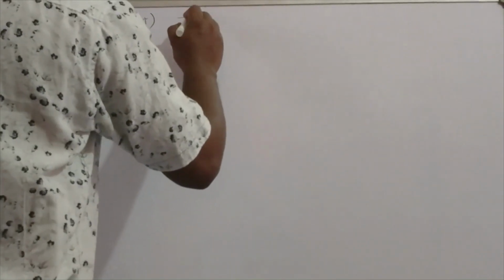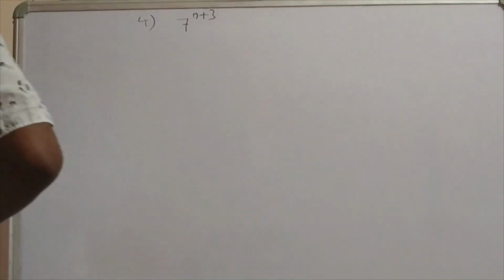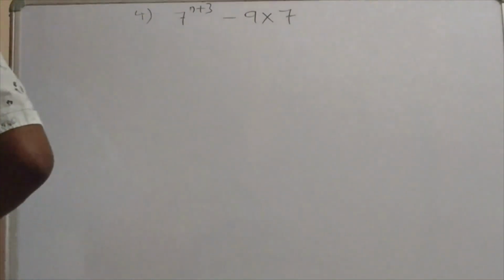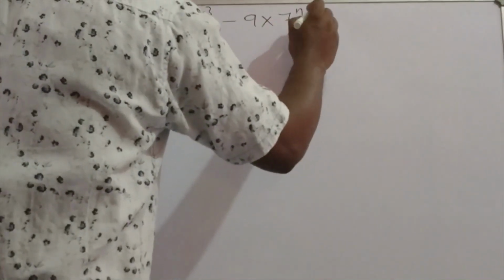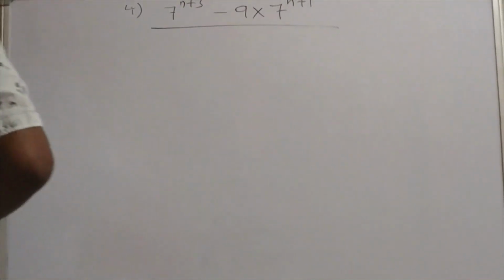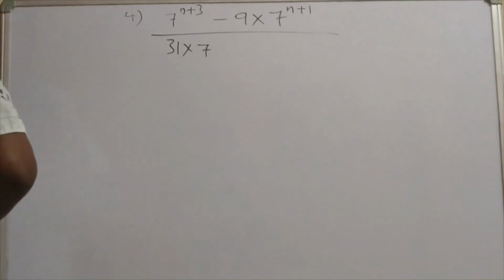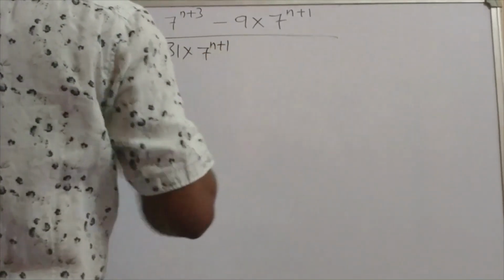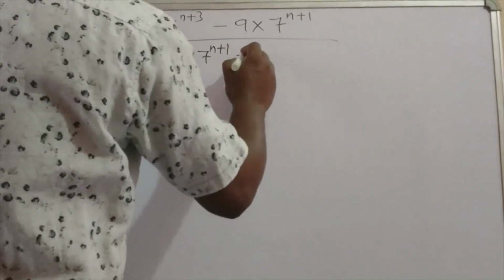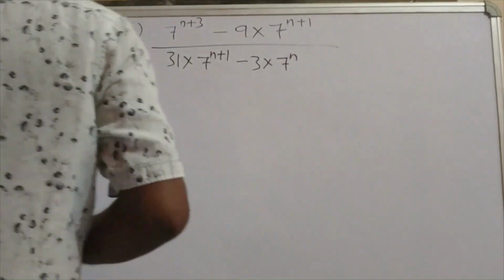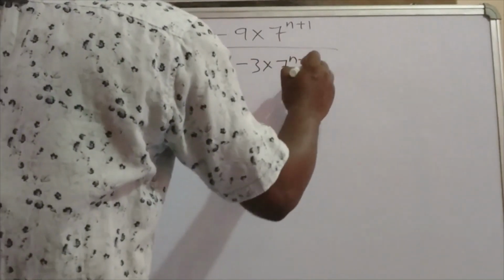So question number 4. 7 to the power n plus 3 minus n into 7 to the power n plus 1, all divided by 31 into 7 to the power n plus 1 minus 3 into 7 to the power n plus 1.